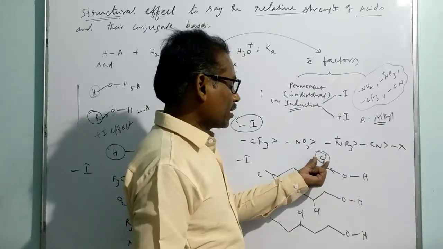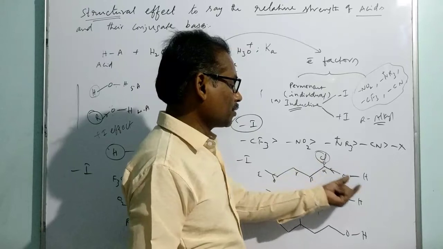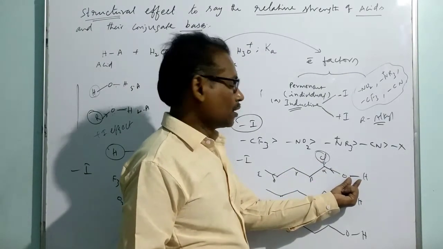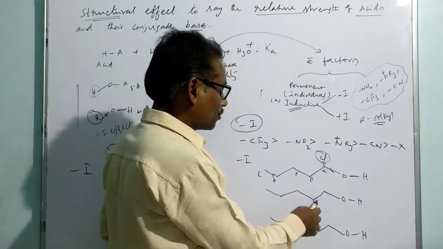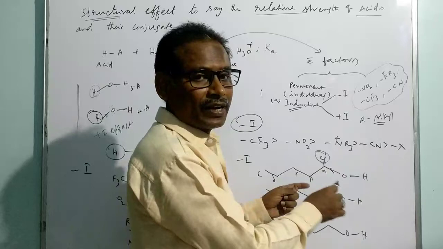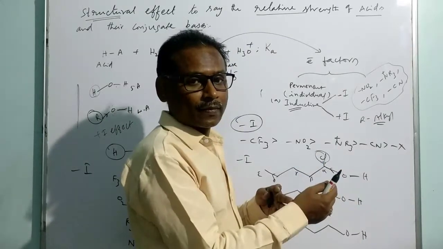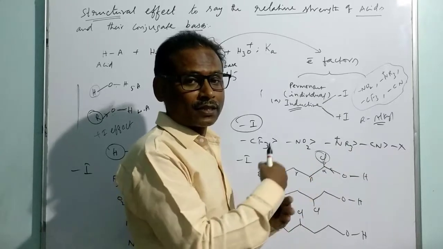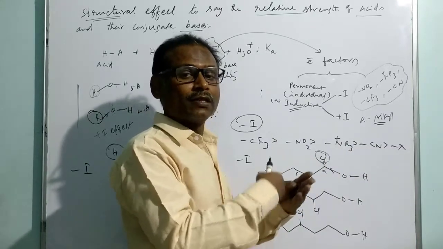So the highly electron withdrawing group is very near to this bond, which means the bond polarity is increased. And here it is at the beta position, here it is at the gamma position. As distance increases, the impact of the inductive effect decreases, because it operates over only a few bonds. So as the distance increases, the inductive effect is diminished.